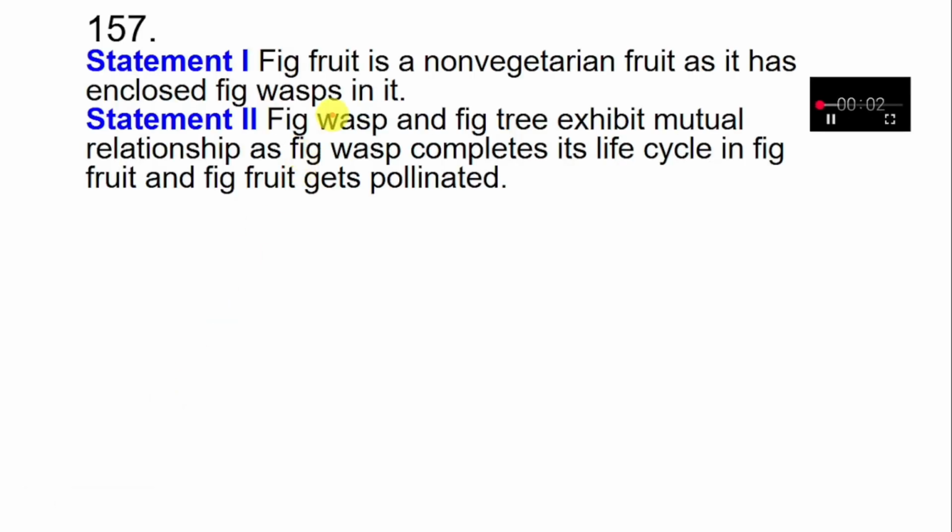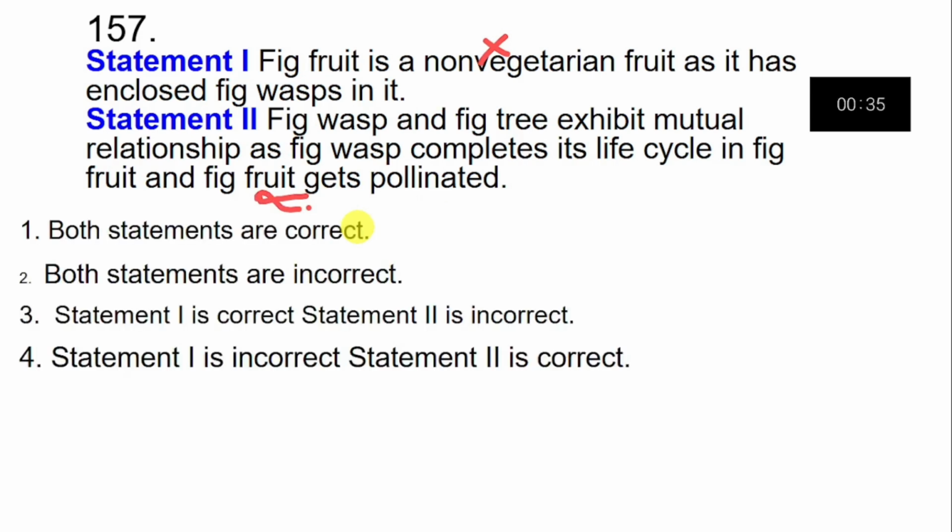Next one. Fig fruit is a non-vegetarian fruit. Any fruit is of plant origin, and anything which is of plant origin, you cannot call non-vegetarian. This makes the statement incorrect. Next one: fig wasp and fig tree exhibit a mutual relationship, as the fig wasp completes its life cycle in the fig fruit and the fig fruit gets pollinated. Fruit is not pollinated, flowers are pollinated. So this makes the statement incorrect. Both the statements are incorrect. The right answer will be both are incorrect, option number 2.